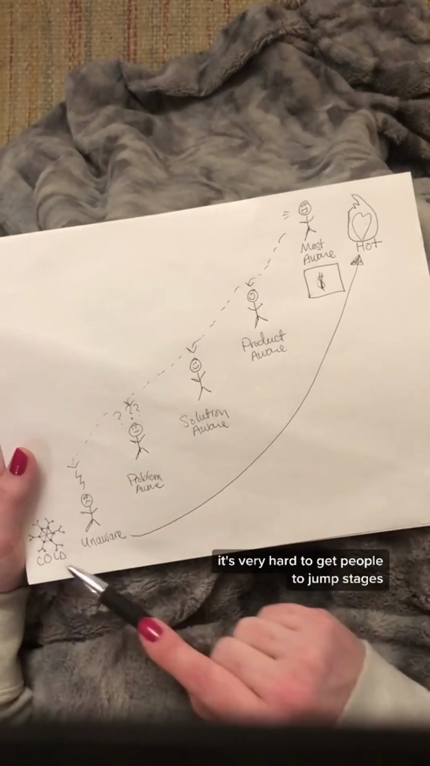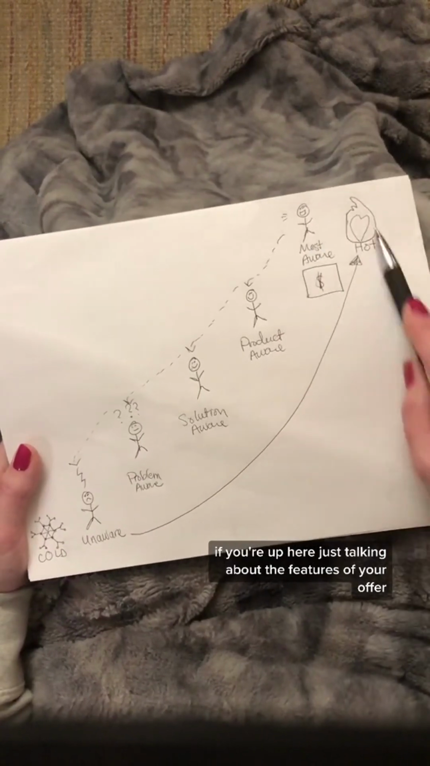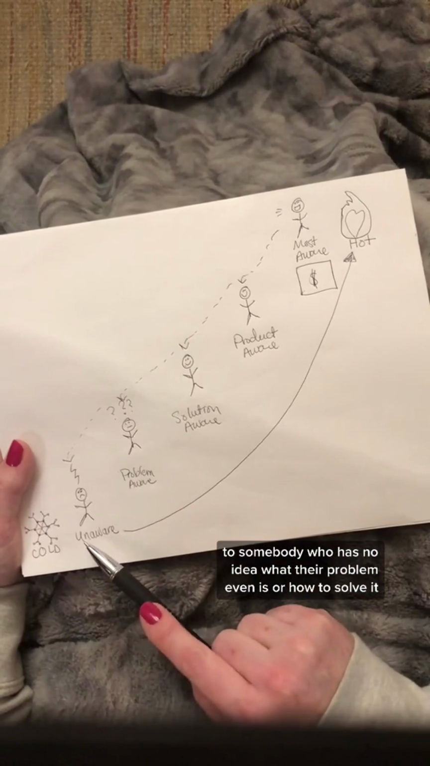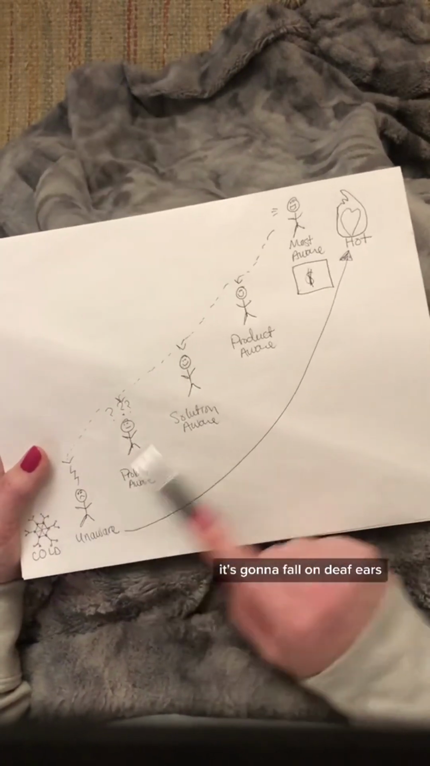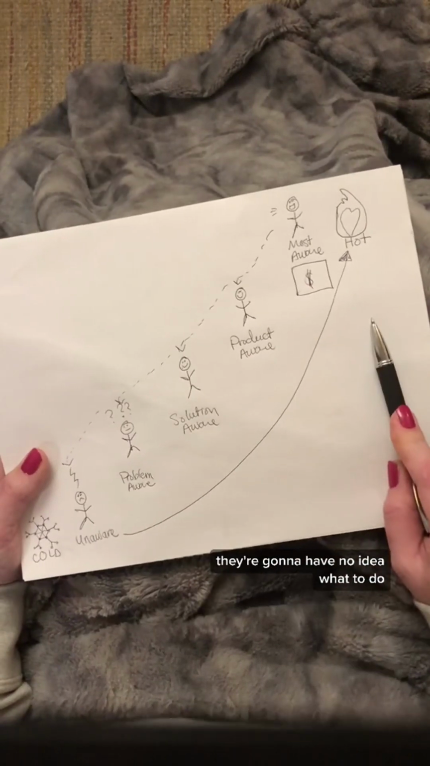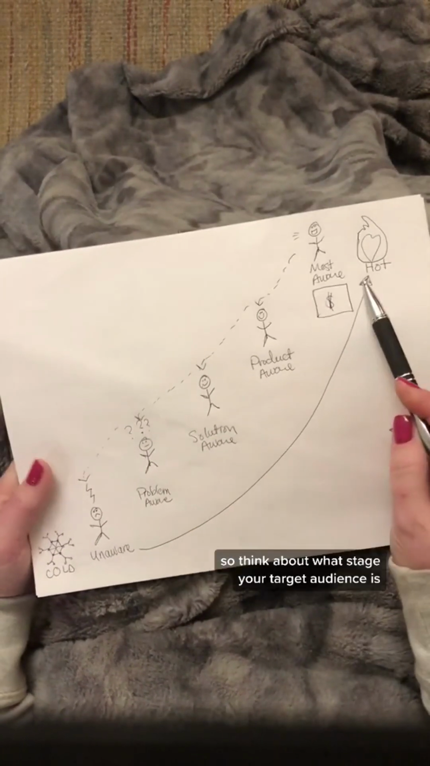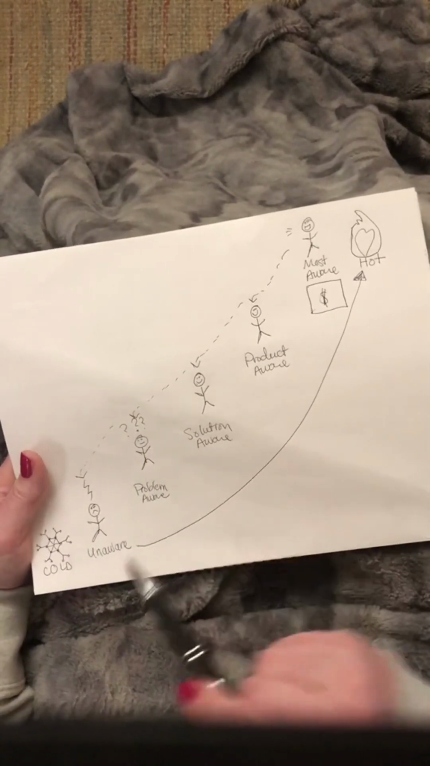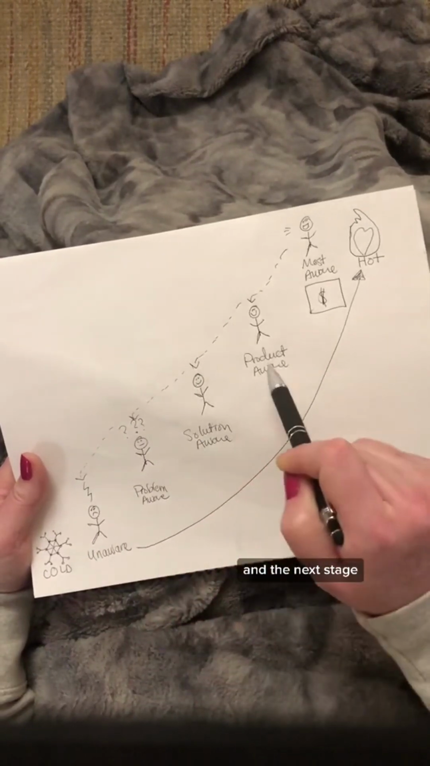It's very hard to get people to jump stages. If you're up here just talking about the features of your offer to somebody who has no idea what their problem even is or how to solve it, it's going to fall on deaf ears. They're going to have no idea what to do or how it's even the solution that they're looking for. So think about what stage your target audience is at and create a marketing message to move them to the next stage and the next stage and the next stage.